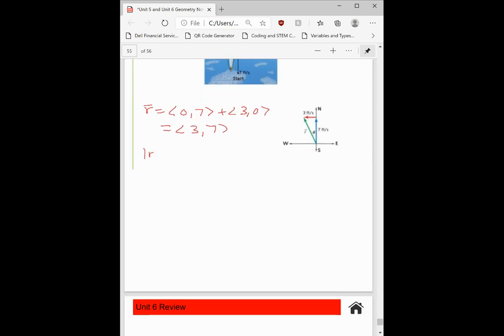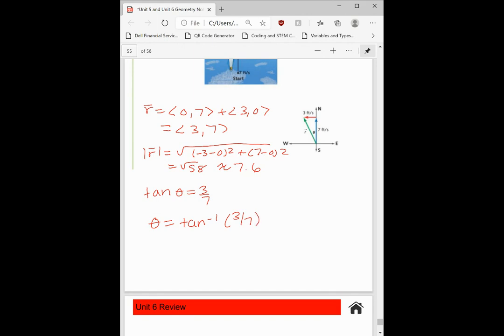So we have the magnitude of r is equal to the distance. So we have negative 3 minus 0 squared plus 7 minus 0 squared. Well, this is equal to the square root of 58, or approximately 7.6. Now we do tangent of theta is equal to 3 over 7, which we use the arc tangent to find theta. So theta is equal to the arc tangent of 3 over 7, which is equal to 23.2. So that means that the direction of the vector r is about 23.2 degrees west of north.